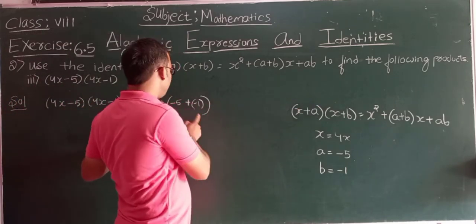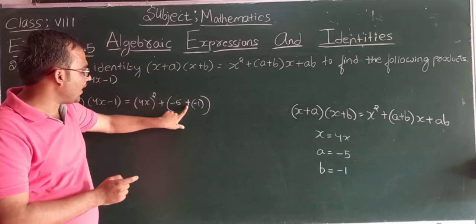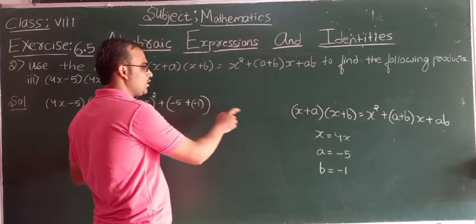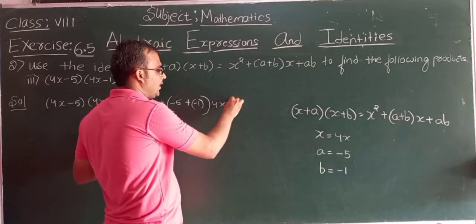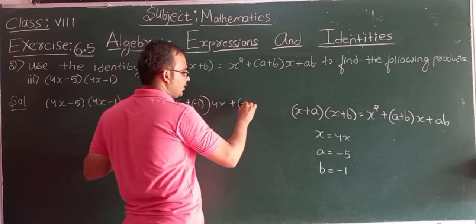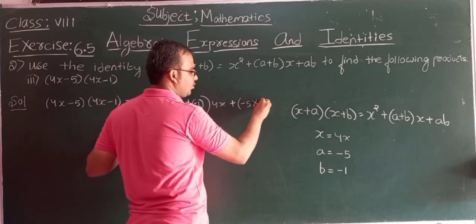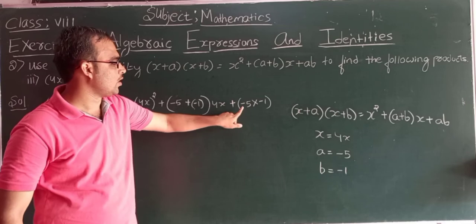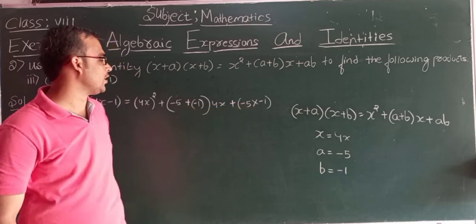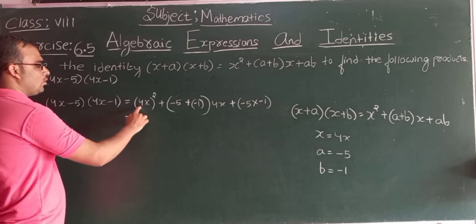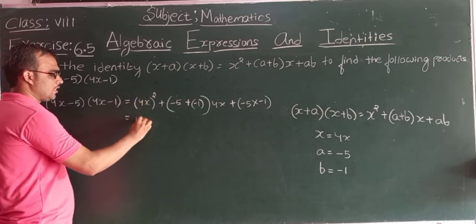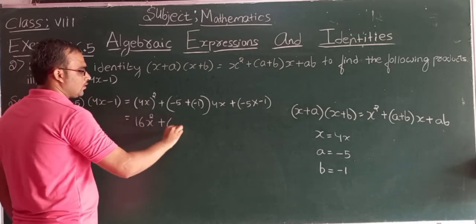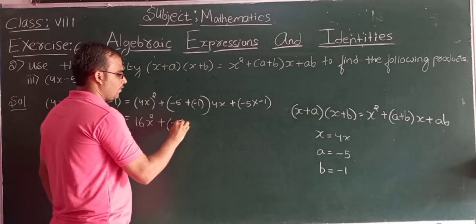Into x. This is a, this is a plus b, into x. x is 4x, plus a into b, that is minus 5 into minus 1. Whenever you come across negative numbers, put them in brackets. So a into b means minus 5 into minus 1. As I told you, (4x) whole square means 4 4s are 16, x square, plus minus 5.